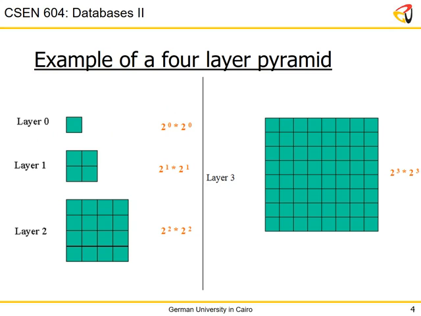Now, again, this is a 4-layer pyramid, okay? What we're doing, we have these layers that start from level 0, or layer 0, all the way to layer n. And we can easily determine the number of squares in every one of the layers, as I already mentioned, using this simple formulation, which is 2 to the power of the level multiplied by 2 to the power of the level.